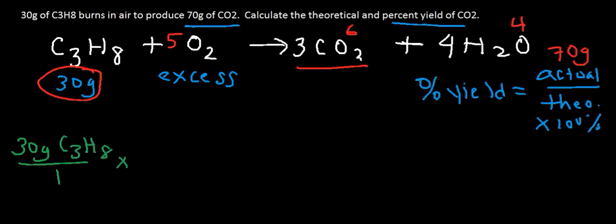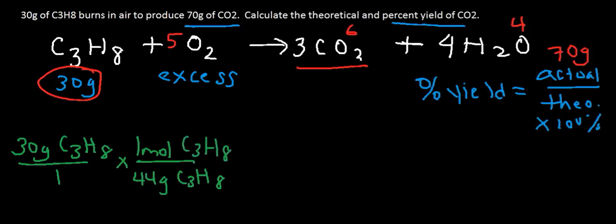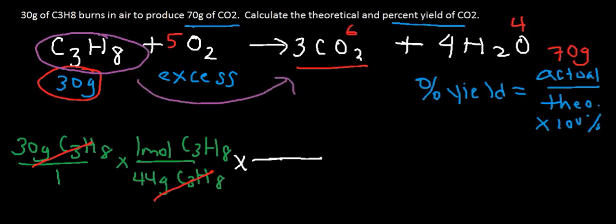So let's start with 30 grams of C3H8. The first step is to convert to moles using molar mass. The molar mass of C3H8, which we get from the periodic table, it's about 44 grams per 1 mole. Carbon has an atomic weight of 12, so 12 times 3 is 36. Hydrogen is about 1, and there's 8 of them, so 8 plus 36, you get 44. Now you want to do this in such a way that the grams of C3H8 cancel. The next thing you want to do is you want to change the substance. You want to convert from moles of C3H8 to moles of CO2.